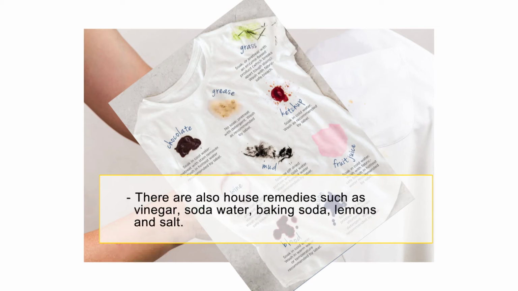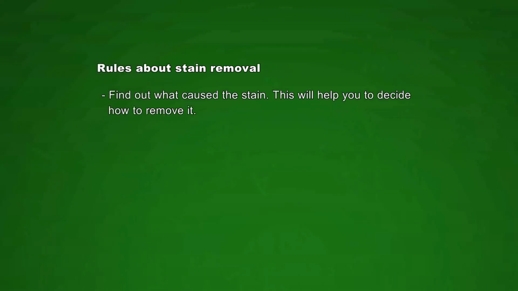There are also house remedies such as vinegar, soda water, baking soda, lemons, and salt. Those are all eco-friendly stain removers and can be used on small-scale stains. There are, however, rules about stain removal. Find out what caused the stain. This will help you to decide how to remove it.